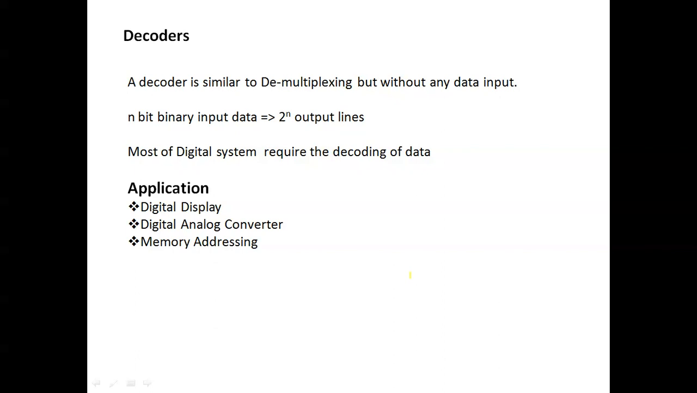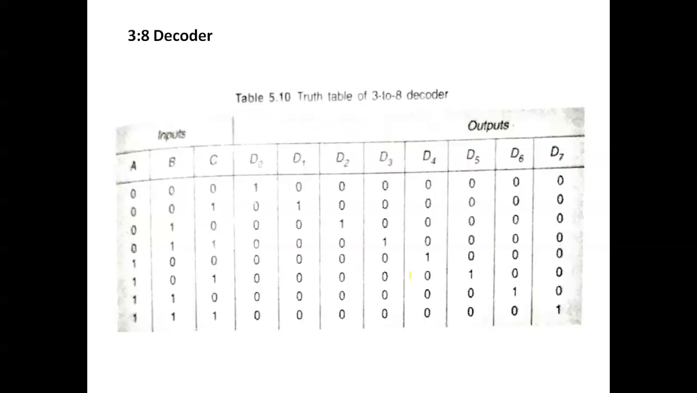If it is 3 input lines, then 2 power 3 is 8 output lines. If it is 2 input lines, then the output lines are 4. Similarly, I have n input data and 2 power n output lines. Most digital systems require decoding of the data. Applications of a decoder are digital display, digital to analog converter, and memory addressing.